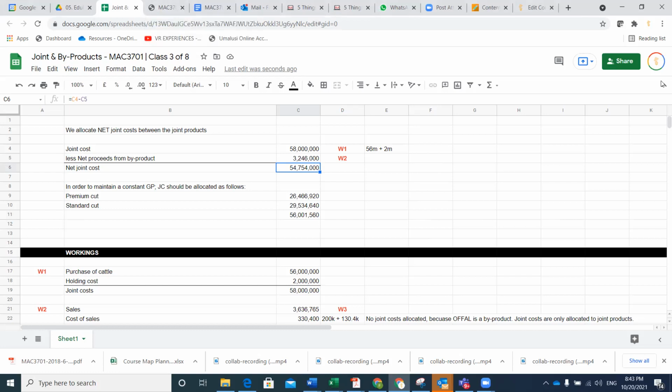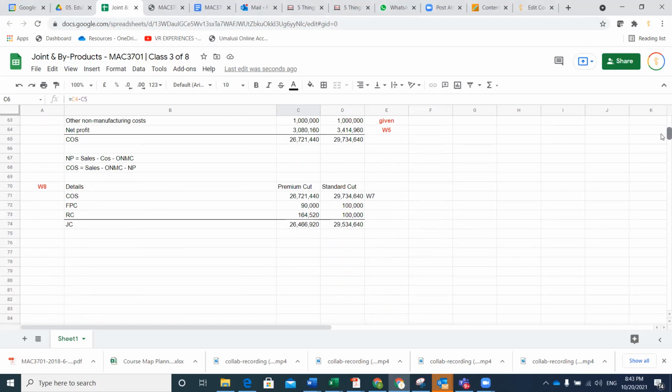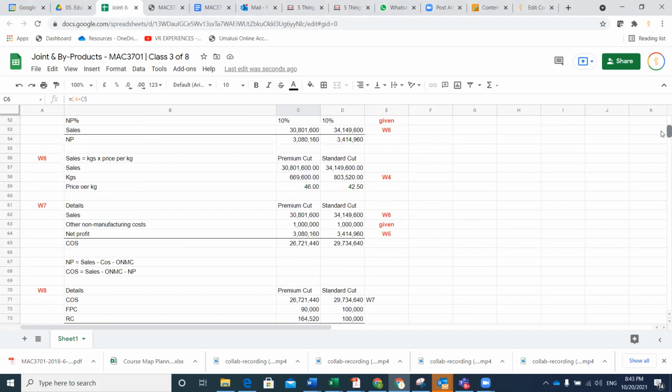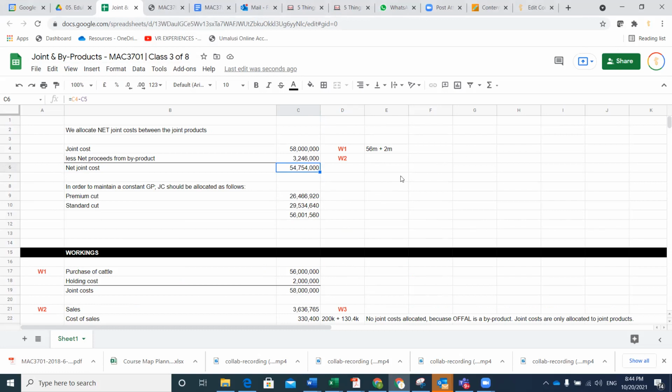But does that answer the process on joint costs? Like I said, constant GP is generally the most challenging when it comes in over here, because it's such a mission to go through. But that's basically the thought process behind it.